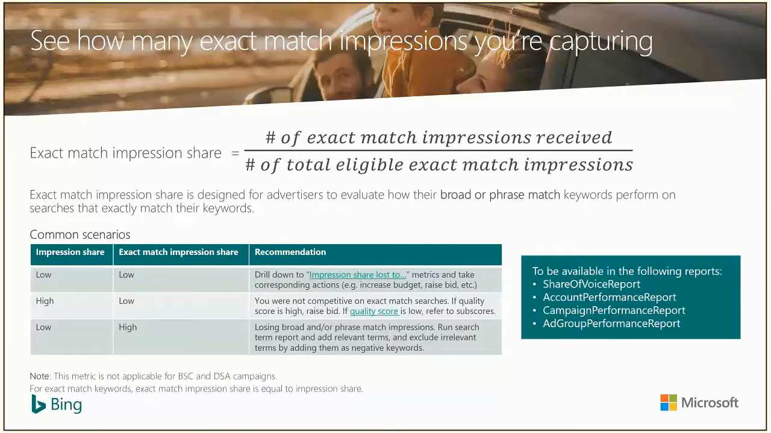To give you a better understanding of how this could be useful to you, consider the scenario where the impression share for a broad match keyword is low, but the exact match impression share is high. This indicates that you're either not competitive enough in how your keyword is defined, or you need to exclude irrelevant terms by adding them as negative keywords. Keep in mind this metric is only applicable to search campaigns and will not be available for shopping or dynamic search ad campaigns. Also, we'll be making this new metric available in the share of voice, account, campaign, and ad group performance reports. And finally, please note that this will only be available in API v11.